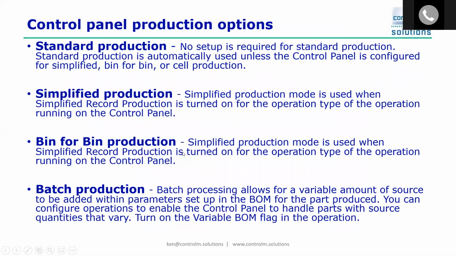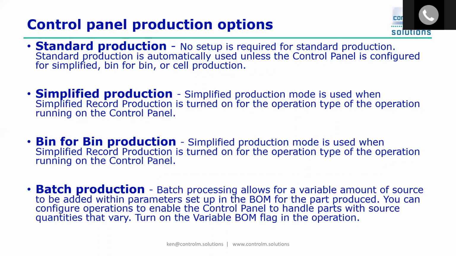All right, let's talk about control panel production options before we talk about the fancy stuff. Standard production requires no setup on the control panel. It's used automatically unless the control panel is configured for simplified, bin for bin, cell, etc. Simplified production, as we just showed, is used when the simplified record production flag is turned on in the operation type. We change from the standard production, the standard setup that doesn't require configuration, to simplified, which does require this configuration.